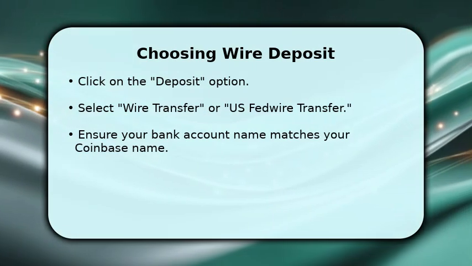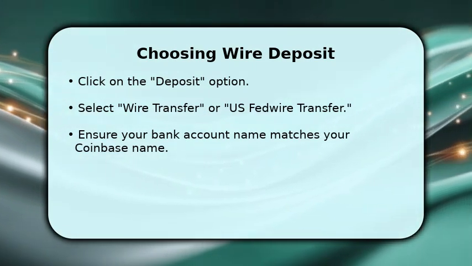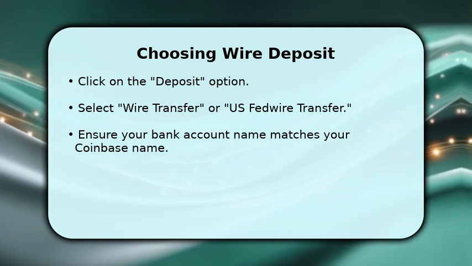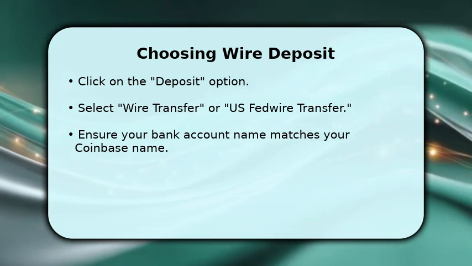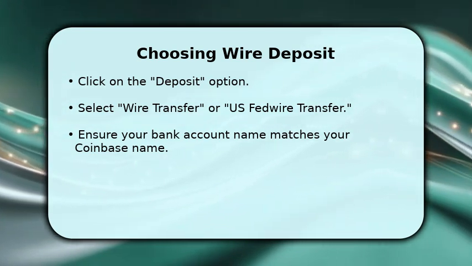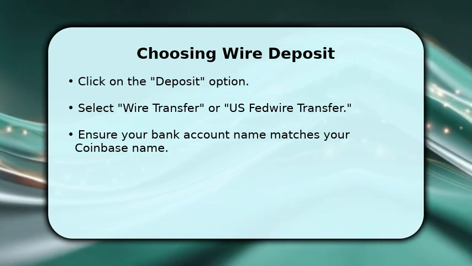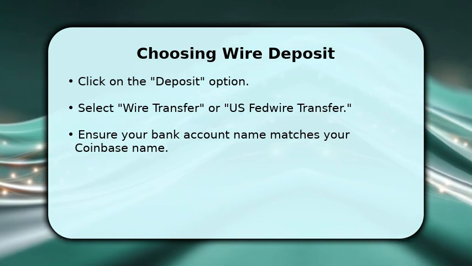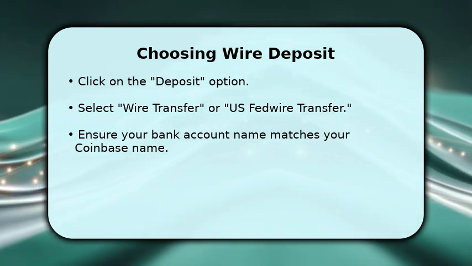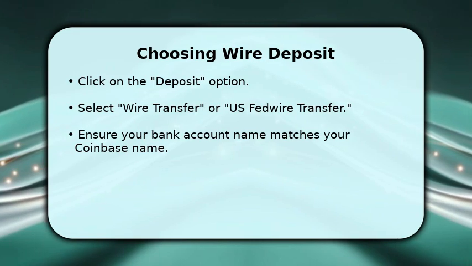After selecting your USD wallet, look for the Deposit button and click it. You'll then be presented with various deposit methods. Choose the Wire Transfer or US Fed Wire Transfer option. It's crucial to confirm that the name on your external bank account exactly matches the name on your Coinbase account to avoid any delays or issues with your deposit.